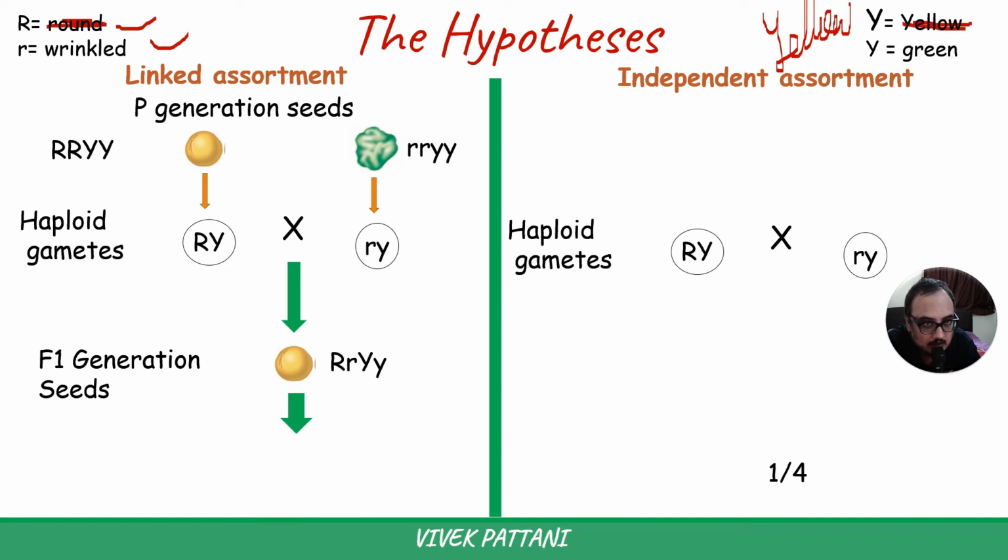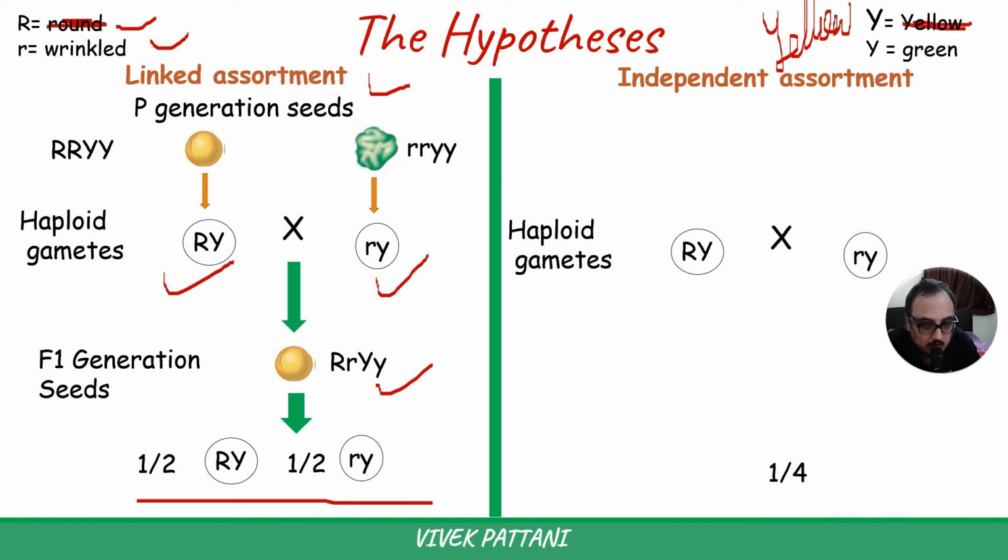Now let's take an example of linked assortment. These both are haploid gametes. What will be the F1 generation? This will be a hybrid one. As per linked assortment, linked genes always stay associated with each other, so half will be the round yellow ones and half will be green wrinkled ones.